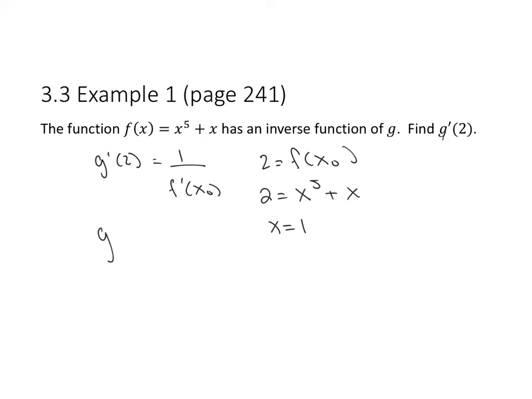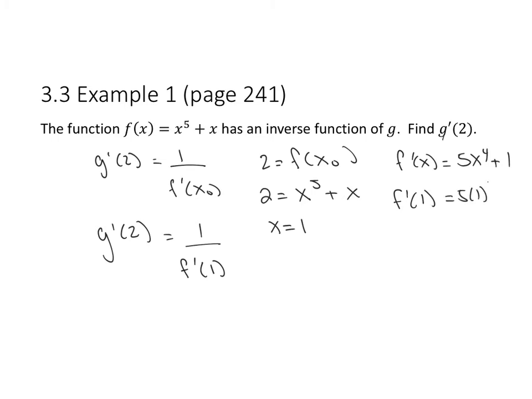So now the question is, g prime of 2 is 1 over f prime of 1. So let's keep going from here. The derivative of f of x is 5x to the 4th plus 1. Now let's find f prime of x at 1. So 5 times 1 to the 4th plus 1, or 5 plus 1, which is 6. So g prime of 2 is 1/6.